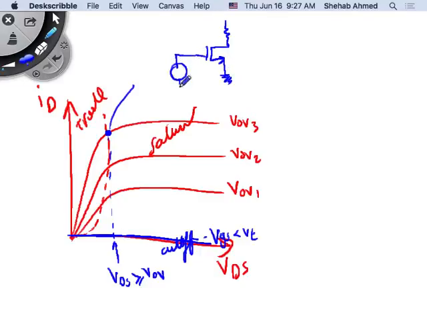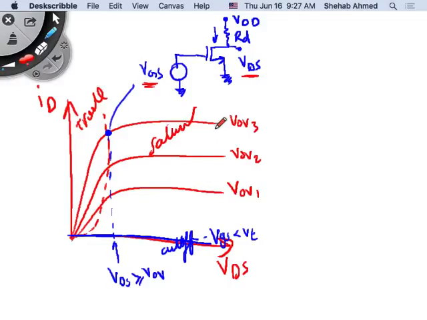I would like to now find the relationship between my gate to source voltage and my VDS, which is my drain to source voltage. Now I'm creating a voltage amplifier. I want to find the relationship between these two. Find the relationship, it's from here, right?